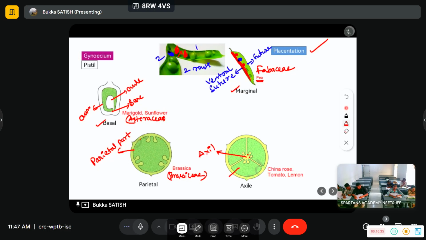Right. So each chamber is what we call a locule, and therefore it is multilocular. Multilocular ovary. Here there are three locules. One, two, three. Like this, it is multilocular. If you see a lemon, you can see this clearly. In a cross section of the lemon, you can see this. Apart from that, tomato also has this. And China rose. These are the examples. Tomato is the example for Solanaceae. So in the Solanaceae family, we are going to see this. Only tomato, not the other two.